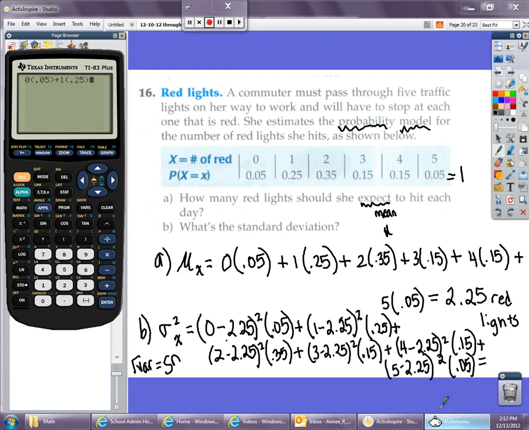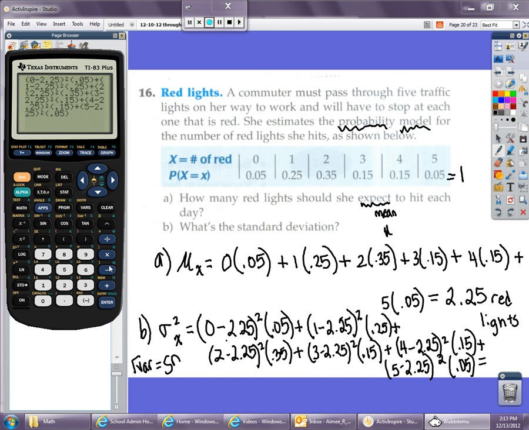Again, you can put that in your calculator exactly how it looks. Now 0 minus 2.25 squared times the probability, plus 1 minus 2.25 squared times probability, plus 2, I forgot a minus sign there, so let's go ahead and go down there and insert a minus sign in.